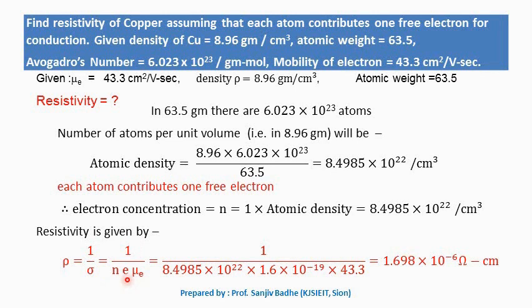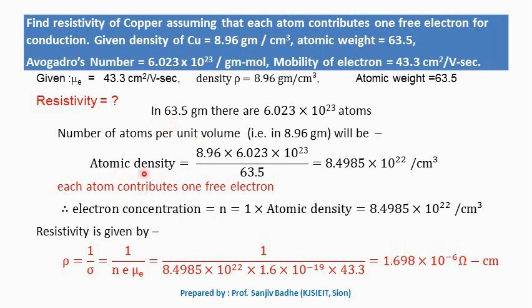So here e is the charge on the electron, that we know, 1.6 into 10 raised to minus 19 coulomb. Mu e is given to us, mobility of electrons, 43.3 centimeter square per volt second. This n is the concentration of electrons, that is the number of electrons per unit volume. So this is not given to us, so we need to calculate this first, and for calculating this we will need to know how many atoms are there per unit volume. So we need to calculate the atomic density first, and it is given to us that each atom contributes one free electron. So whatever number of atoms per unit volume, the same will be the value of electron concentration.